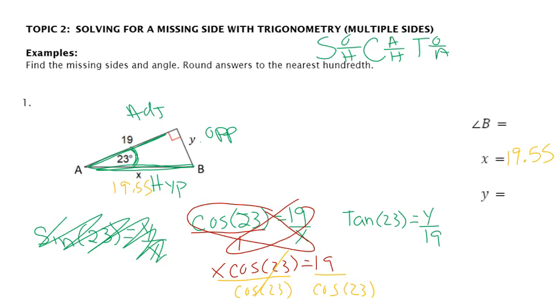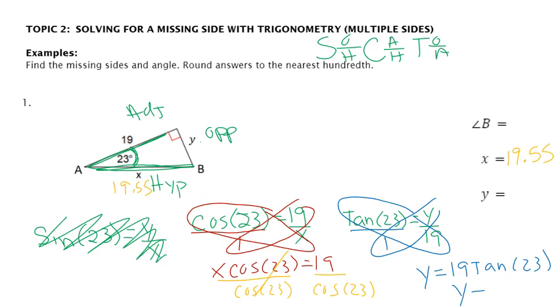Now I can use Pythagorean theorem if I want to finish solving it. I'm just going to, like I said, use trig, but you can use either one. If I was to go ahead and solve for y, this one I would cross multiply. So y is equal to 19 times the tangent of 23. For y, we get 8.07. And then the last piece this was asking for was b.